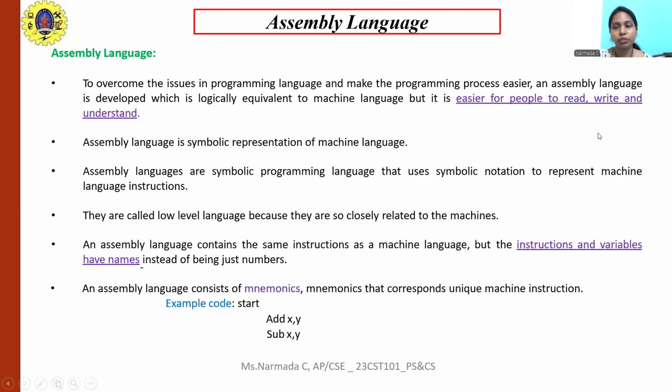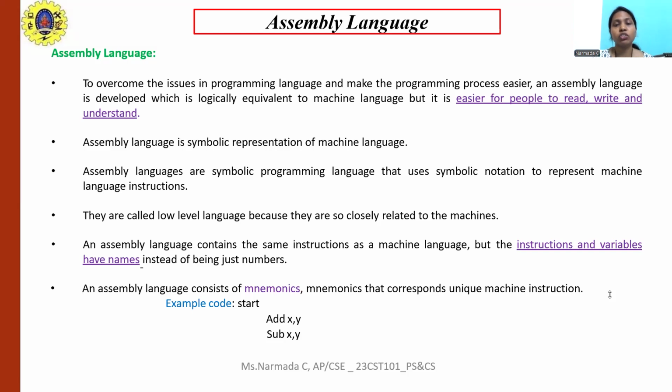Next, the assembly language. To overcome the issues in the machine language and make the programming process easier, an assembly language was developed, which is logically equivalent to machine language, but it is easier for people to read, write, and understand. Assembly language is a symbolic representation of machine language. Assembly languages, or symbolic programming languages, use symbolic notation to represent machine language instructions. They are called low-level language or intermediary language because they are so closely related to the machine.